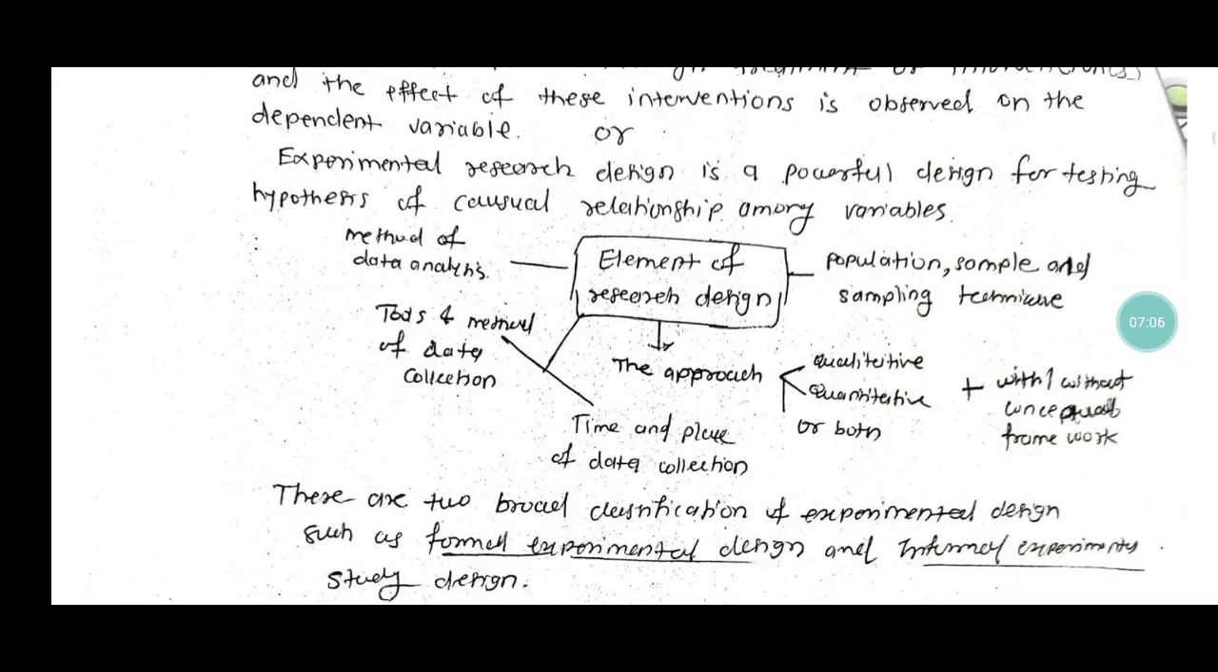So this is the box, the method of data analysis, where the elements of research design consist of method of data analysis, tools and materials of data collection, the approach and the time and place of data collection, quantitative, qualitative or both, and population, sample and sampling treatment, with or without a conceptual framework.